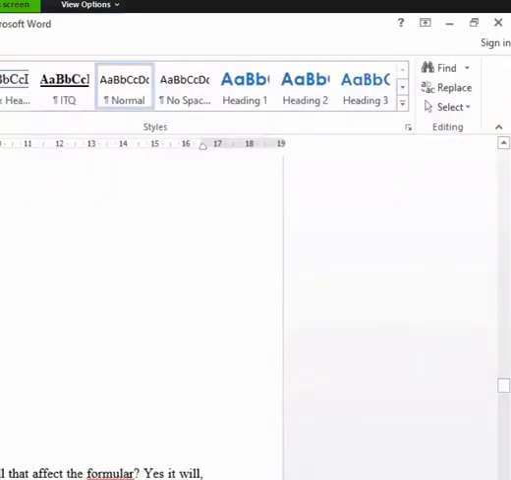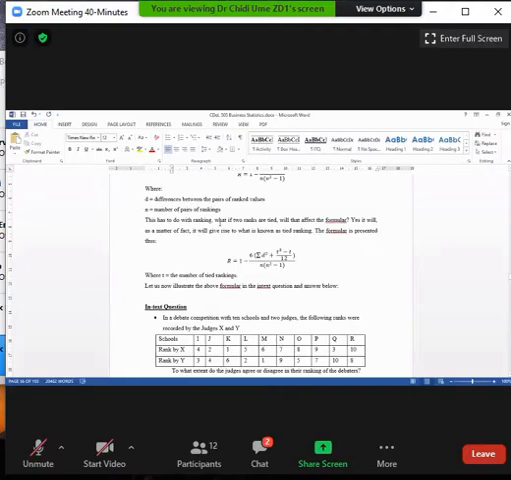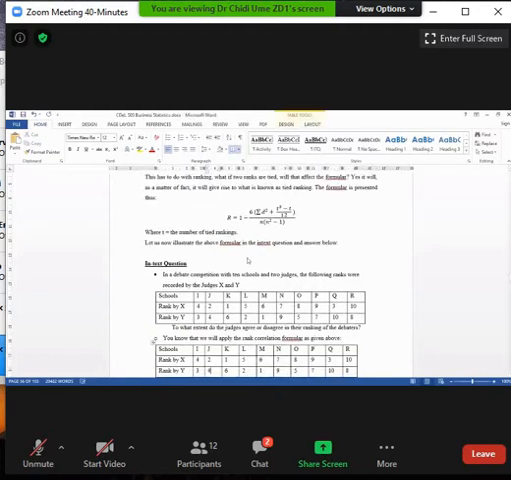It involves rank correlation, and when a question involves product moment correlation. For example, the question we have here: in a debate competition with 10 schools and 2 judges, the following ranks were recorded by judges X and Y. You have the schools and then you have the ranks. And then the question is, to what extent do the judges agree or disagree in their ranking of the debaters?